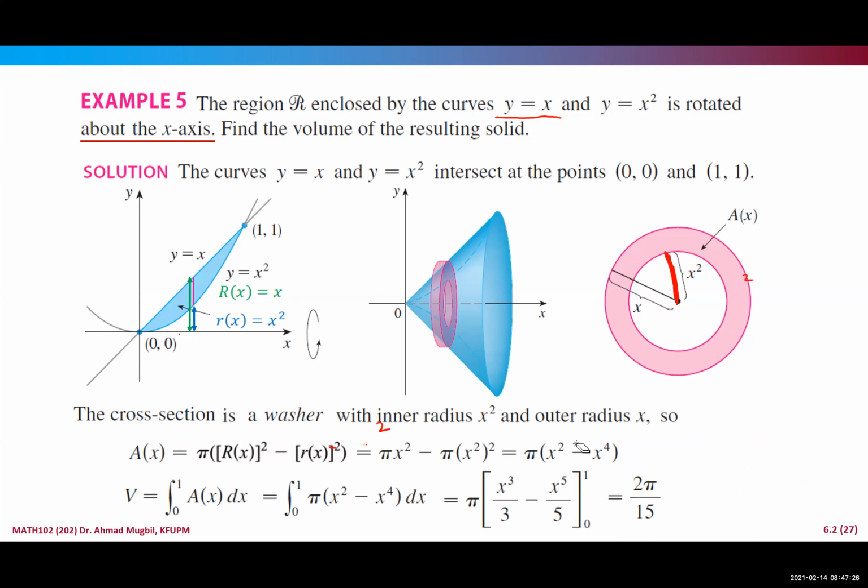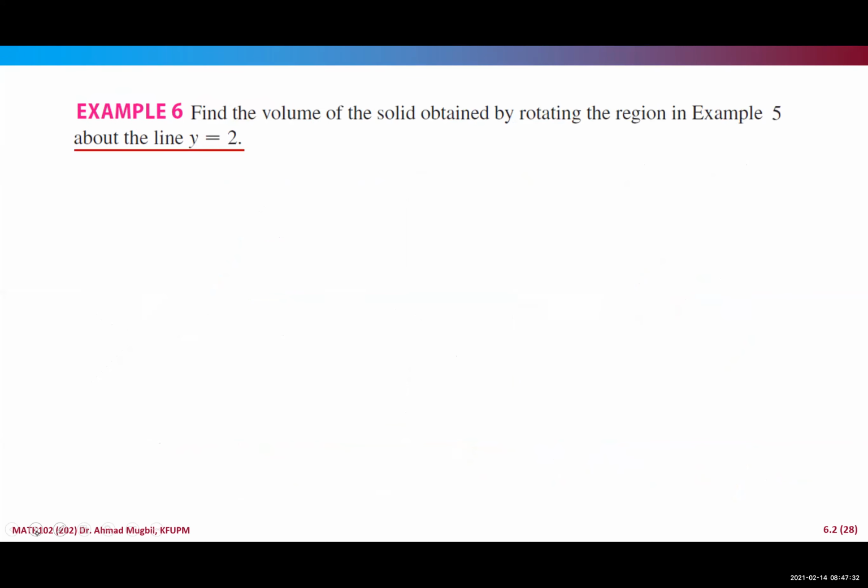Is that clear? If it is not clear, I hope that it will be clear when we solve the next exercise or example. Find the volume of the solid obtained by rotating the region in example 5. So we still have the same region. Here, the axis of rotation is the line y equals 2, not y equals 0. Here it was y equals 0.